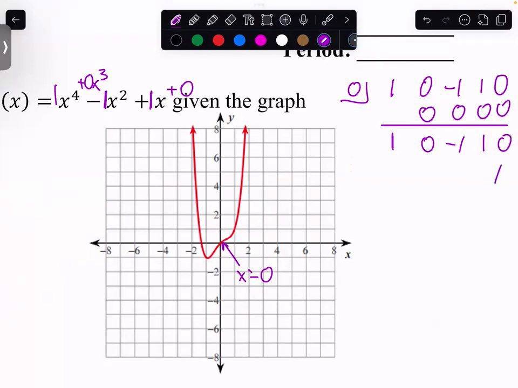Okay, we do get remainder 0. So we started with x to the 4th, so this gets knocked down to x to the third. So 1x to the third, no x squared, minus 1x, plus 1 as a constant. And as in the previous problem, if you did synthetic division by 0, you actually divided by x.